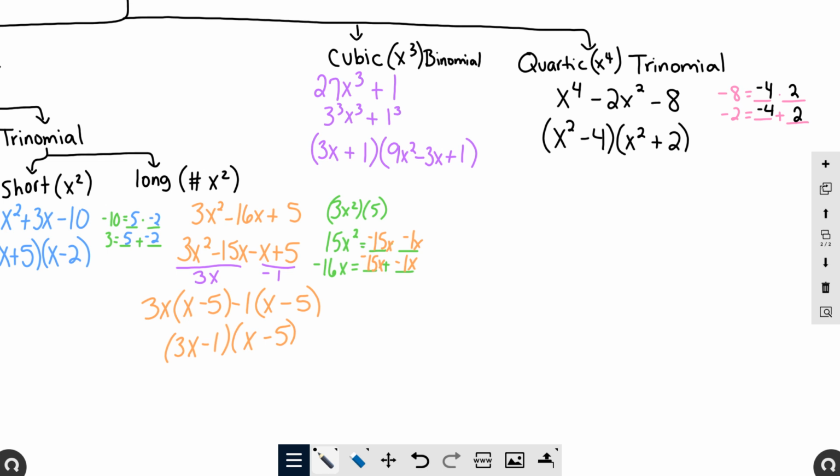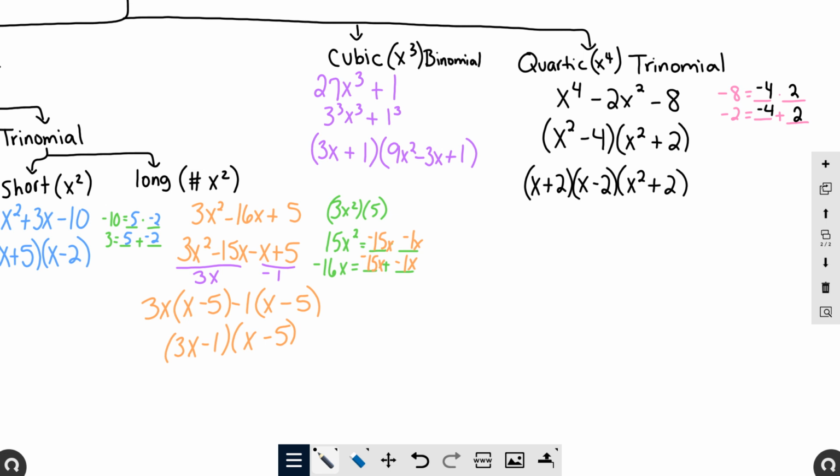Is x squared minus 4 a difference of squares? Yes, so it can factor to what? Or just x now. Yeah, x plus 2 and x minus 2. X times x makes x squared. 2 times 2 makes 4. Can I factor x squared plus 2 some more? Nope. First off, it's not a difference, and it's not a perfect square. So it's got to be both to go even further.